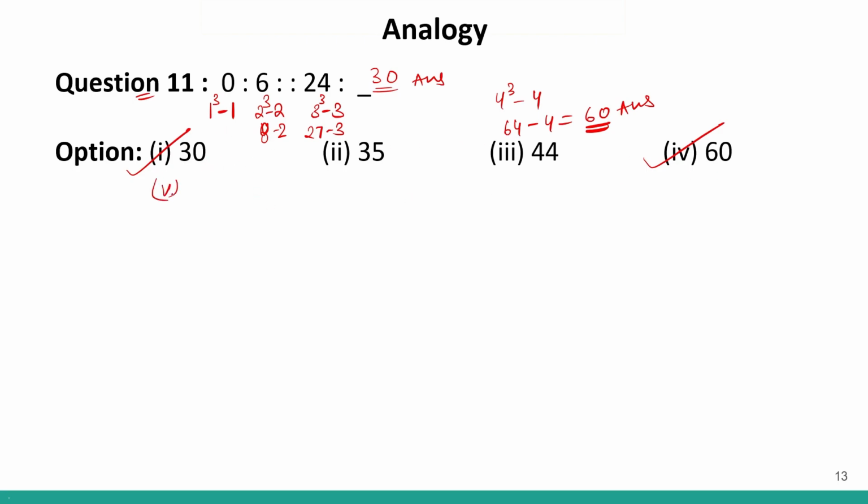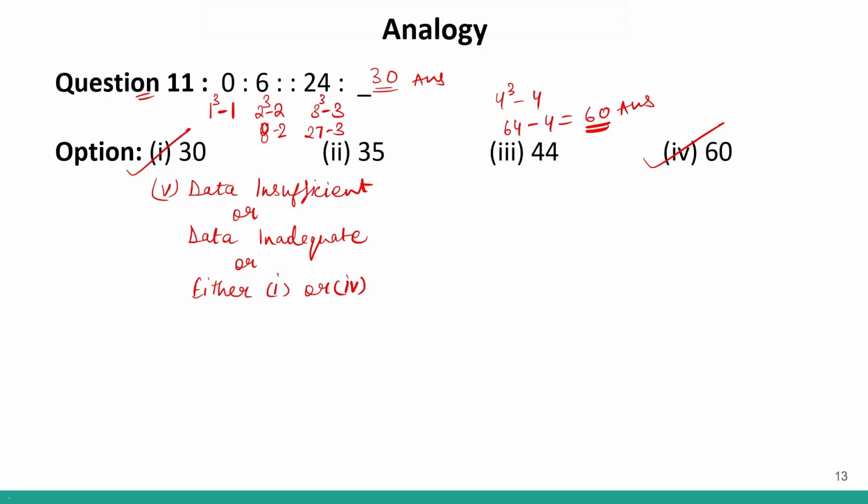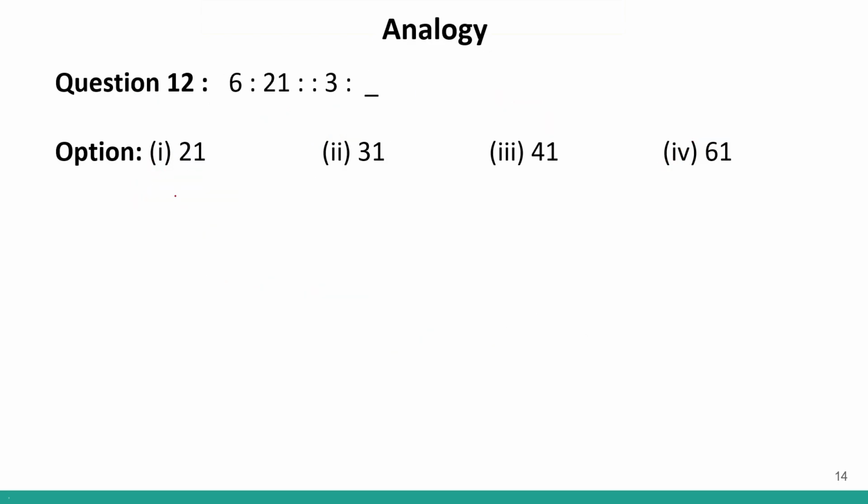So in your examination, which option will you mark? You will mark that the data is insufficient. First thing, correct? If you see this option, you will mark this. Or data is inadequate. You can mark this also if you see this in your examination. Or if you see an option of either 1 or 4. Either 1 or 4. You will mark this. Or if you see an option that more than one option is correct, you will mark this. Okay? You will mark this in your examination. Okay? Moving forward to question number 12.